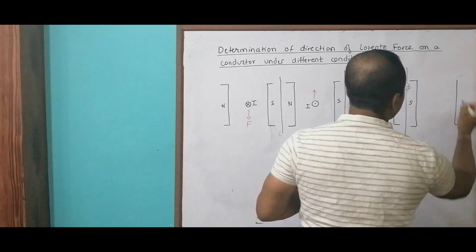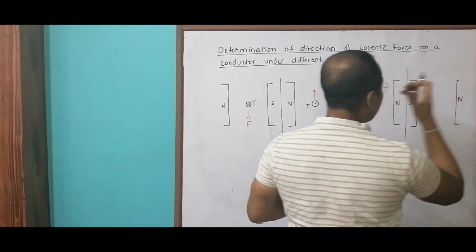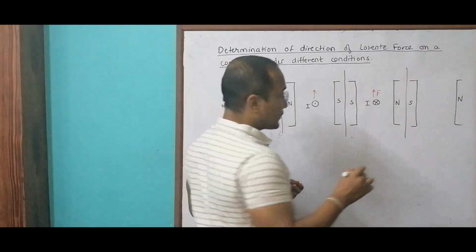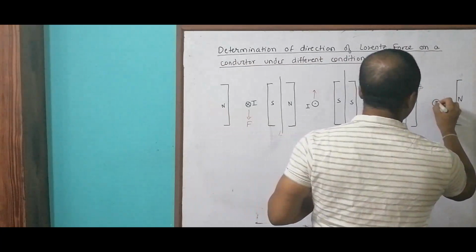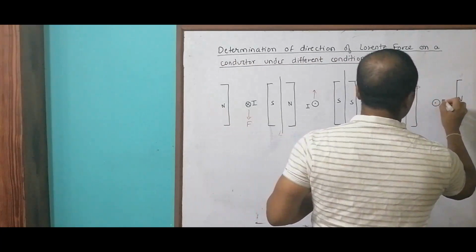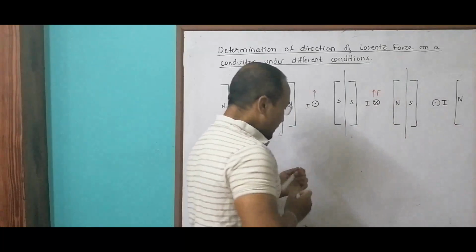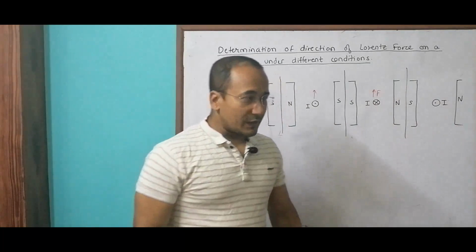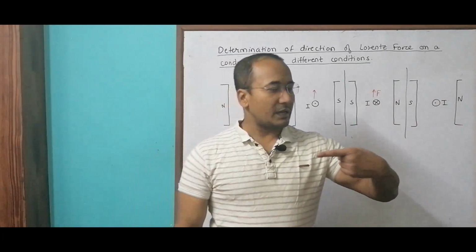The last case remaining in this condition: let me do it as an N. I should not take more space here because I have to crop it. Then I have the current like this. So this is the current. Now if I do this side, it will be N S here.